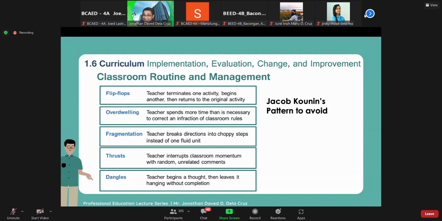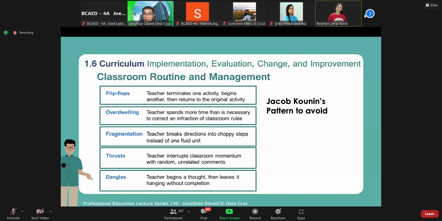Nangyayari to hindi. Nangyayari ba to? Madalas. Nangyayari din to. Okay, o kaya naman sa mathematics, ewan ko sa mga math major dito. Nag-compute ka, tatanungin mo yung prof mo kung tama ba, sabihin sa'yo, check mo. Ikaw yung mag-iisip kung tama ba yun. But anyway, I'm telling this because again, lumalabas to sa board exams. And apart from that, I'm telling this para iwasan natin yung mga ganitong patterns habang tayo yung nagtuturo.